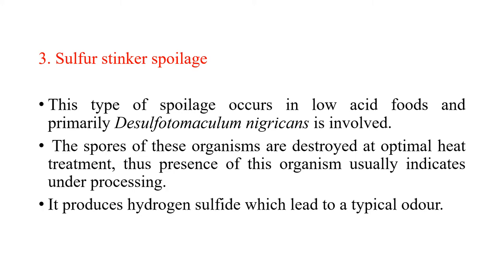So the third type is the sulfur stinker spoilage, and it mainly occurs in low acid food. The major causative organism is Desulfotomaculum nigrificans, and the spores of these organisms are usually destroyed at the optimal heat treatment. Thus the presence of these organisms in the canned food indicates that it has undergone under processing, and it produces hydrogen sulfide, which will lead to a typical odor of the food.